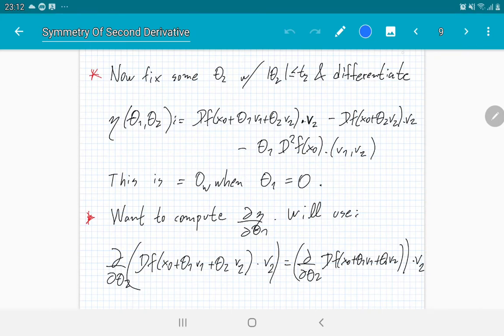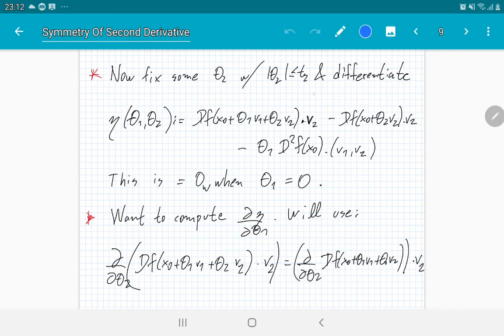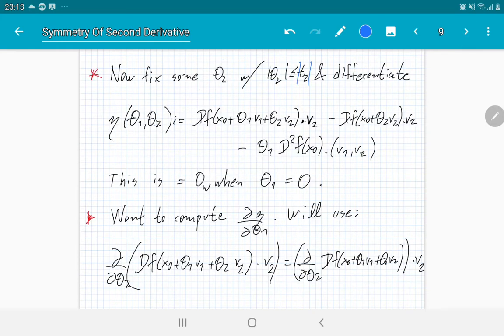So now I have a sup over theta 2 here, and I want to estimate this quantity. I'm going to fix some theta 2, with the absolute value of theta 2 less than t2. And I'm going to differentiate the function that I had in the previous slide, eta of theta 1, theta 2, this whole thing. Remember, I'm interested in this function when I have theta 2 and t1. That's basically what shows up here. But for now, I don't need that. I just have this function. I'm going to differentiate it.